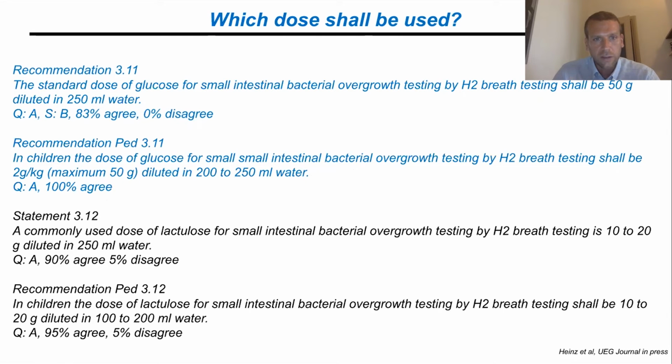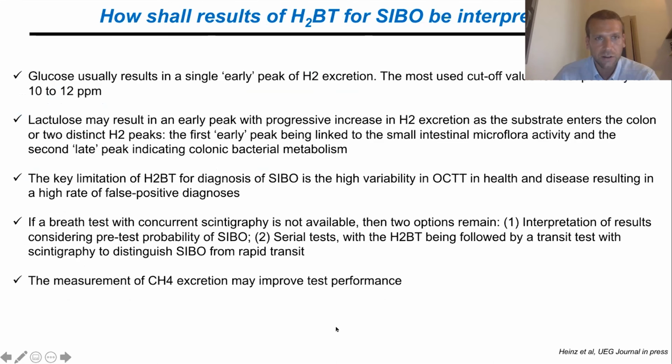Coming back to the methodological aspects of this test, the standard dose for glucose should be around 50 grams diluted in 200 milliliters of water. In children, the dosage should be around 2 grams per kilo for a maximum of 50 grams diluted in 200 to 250 milliliters of water. For lactulose, the dose should be between 10 and 20 grams diluted in 250 ml of water. The same doses should be used in children, but with a reduced volume of water, between 100 and 200 milliliters.